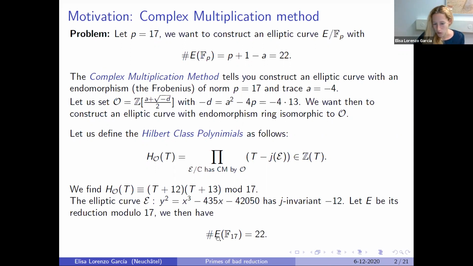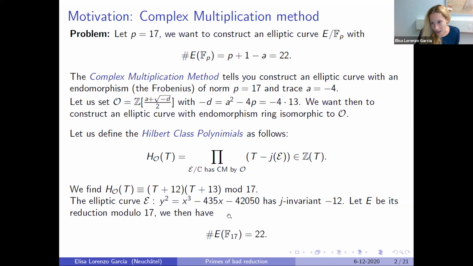Why did I say I was lucky? Because if I took the quadratic twist of this elliptic curve, then the trace of the Frobenius is minus the trace. But this is not important. I found the elliptic curve that I wanted. And I know how to do it. So this is a description of the complex multiplication method.